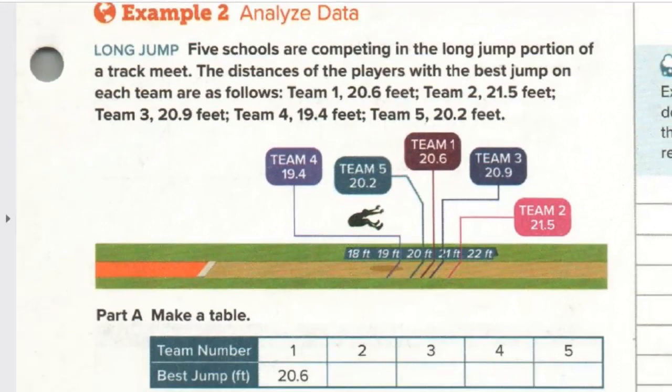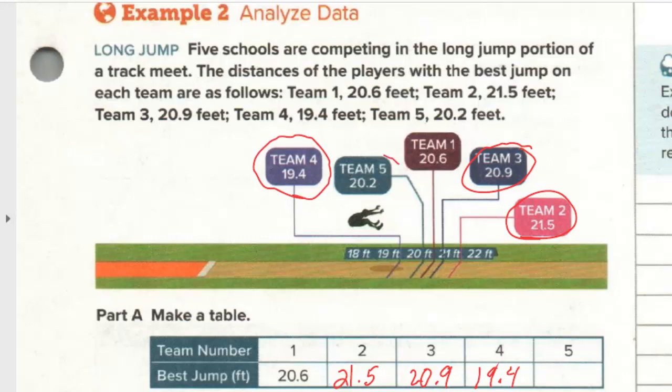Example 2, we have 5 schools competing in a long jump portion of the track meet. The distances of the players with the best jump on each team are as follows. You can see them in the table too, or in the picture. Part A, they want us to make a table. They already put team number 1 in there, 20.6. So team number 2 is going to be over here at 21.5. Team number 3 is right here at 20.9. Team number 4 is over here at 19.4. And team number 5 is right here at 20.2.